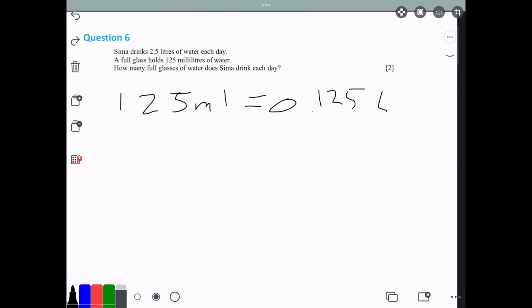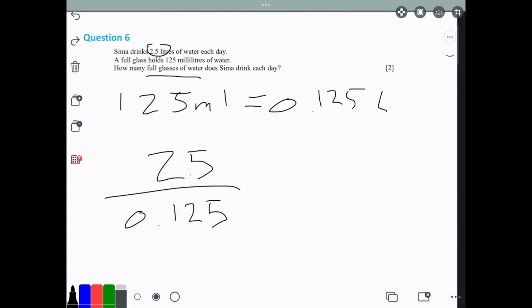And then to see how many cups or full glasses of water she drinks in a day, we will be dividing the total 2.5 by 0.125. So we'll do 2.5 liters divided by 0.125. And put this into your calculator, we get 20 glasses.